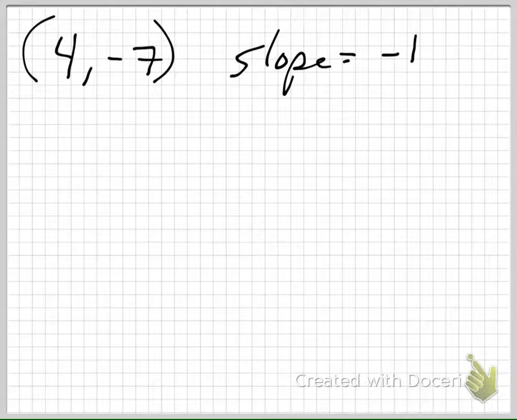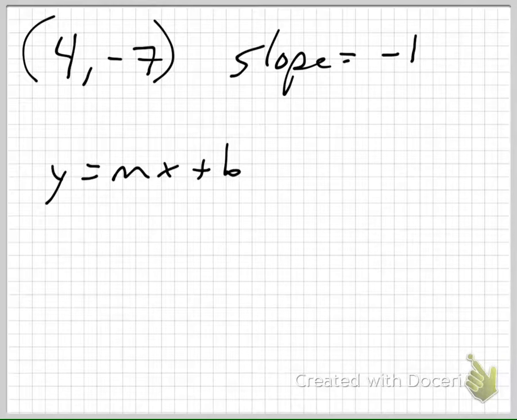Could you graph this if you needed to? I mean, listen, could you put this on the graph? You know the slope is -1, and you know one of the points, so you could graph it up there, and you could do it. Okay, let's not. Let's go y equals mx plus b. Plug in what we know. What do we know at this very moment? We know the slope. Y equals -x plus b, right?